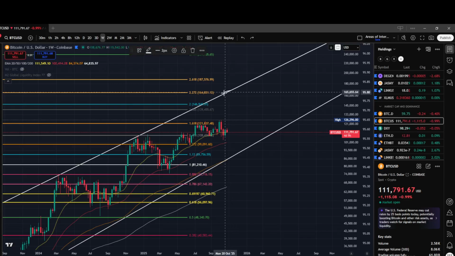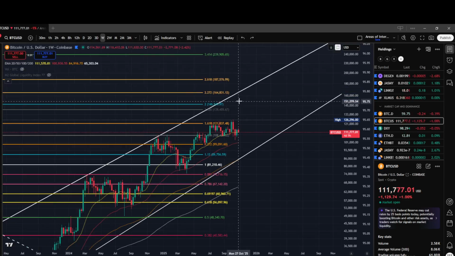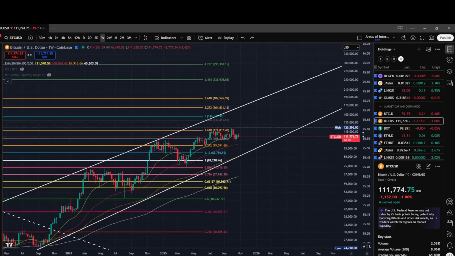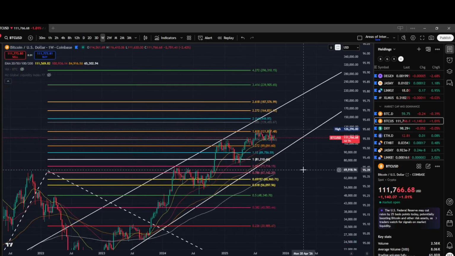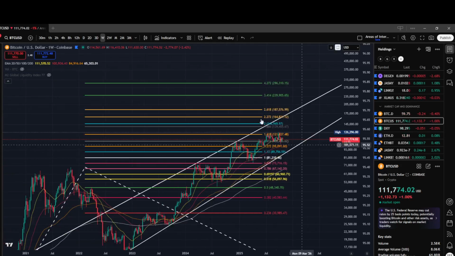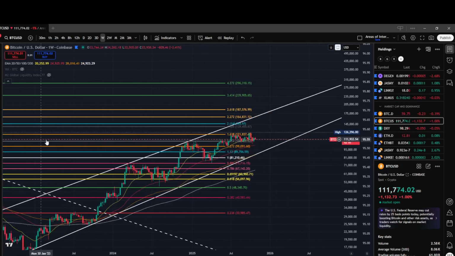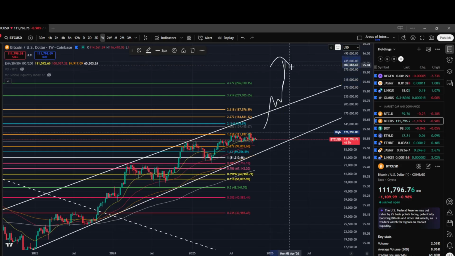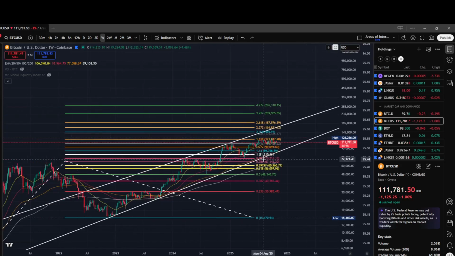I do think we're going to interact with this trend line one more time, and when we do, I think that will be the Bitcoin top. Depending, right? If we get through and break above like this, and then do something like that, then that's a different story. You have to reevaluate everything. But overall, that's what I think.